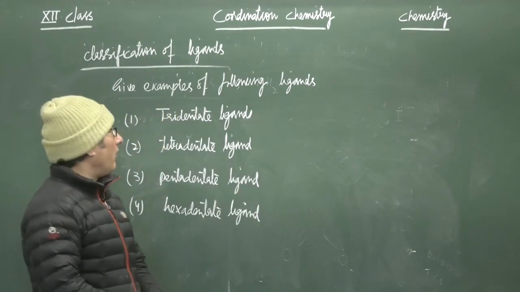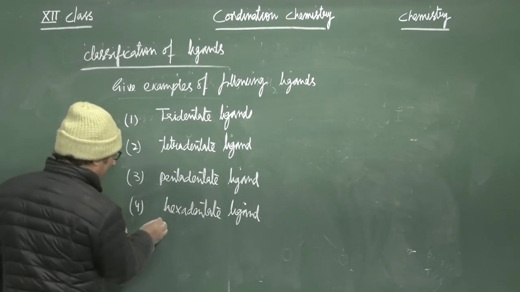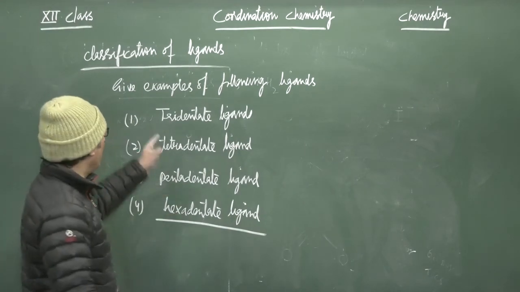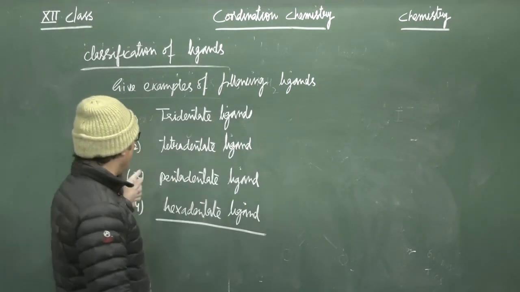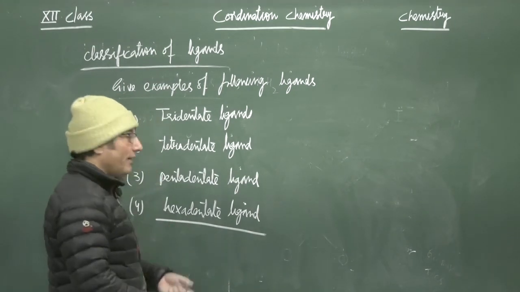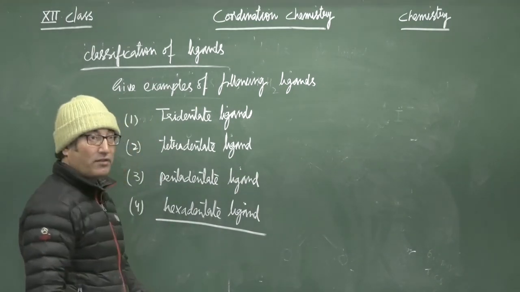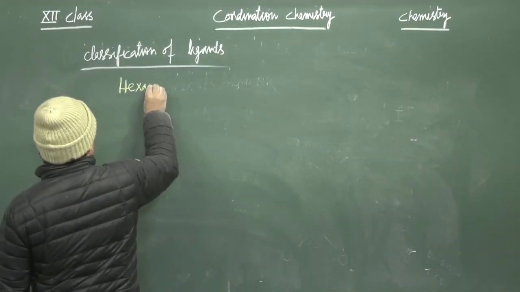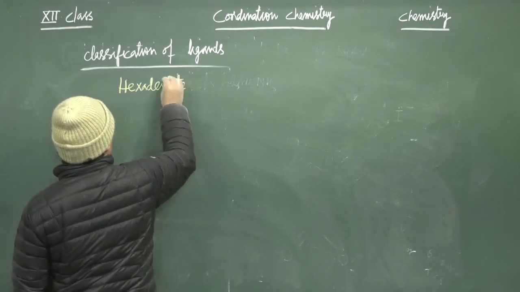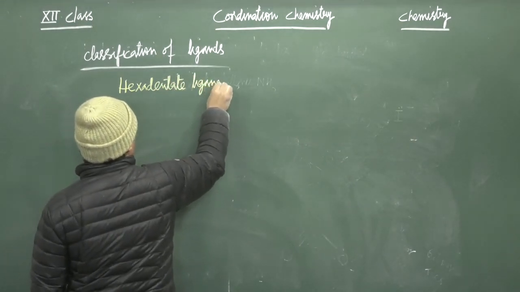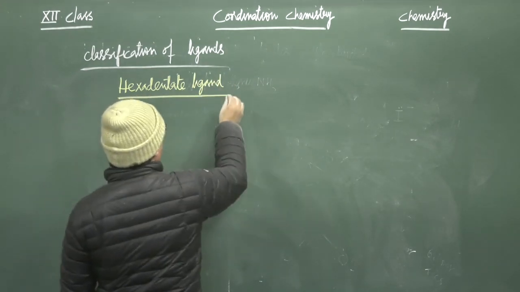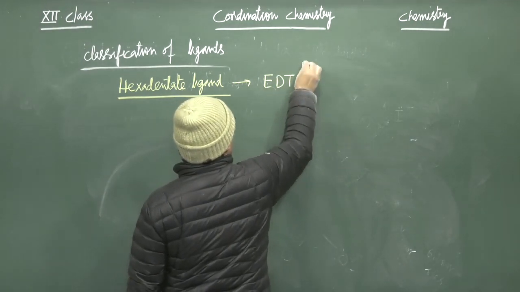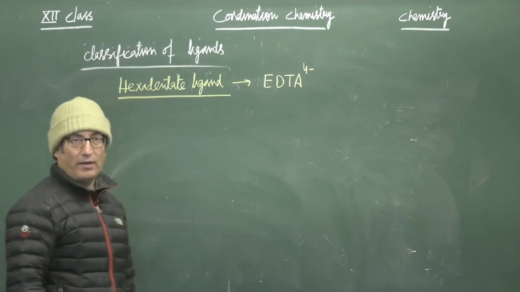Now, among these polydentate ligands, I will take one very important example of a hexadentate ligand. The rest you will do yourself. Give examples of tetradentate, tridentate, and pentadentate. I'll take up a hexadentate ligand whose structure is also drawn. It has six teeth, that means it has six donor atoms. The example is EDTA with a net charge of 4-. It's an abbreviation.